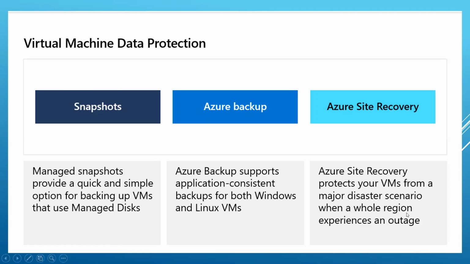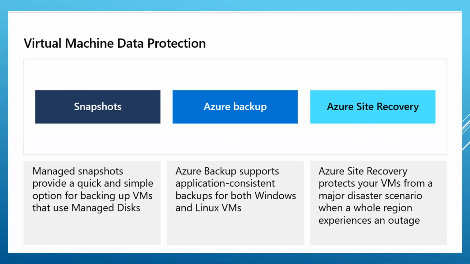Okay. Now, if you want to protect your virtual machine data, we have a third option for you. That is your Azure Site Recovery. Azure Site Recovery protects your VM from a major disaster scenario when a whole region experiences an outage. The difference between Azure Site Recovery and backup is that it has continuous replication of your on-premise site or the data center. But in backup, it will only be backing up at a particular time frame.